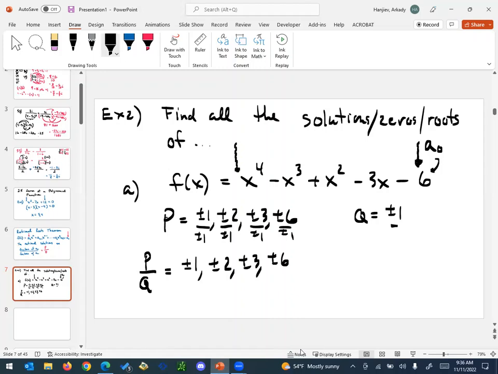Okay, so the whole race here is to find the zeros. That's it. And it's what we do. It is important because when we find zeros, we find solutions. And in fact, when we say solutions, zeros, or roots, those all mean the exact same thing.